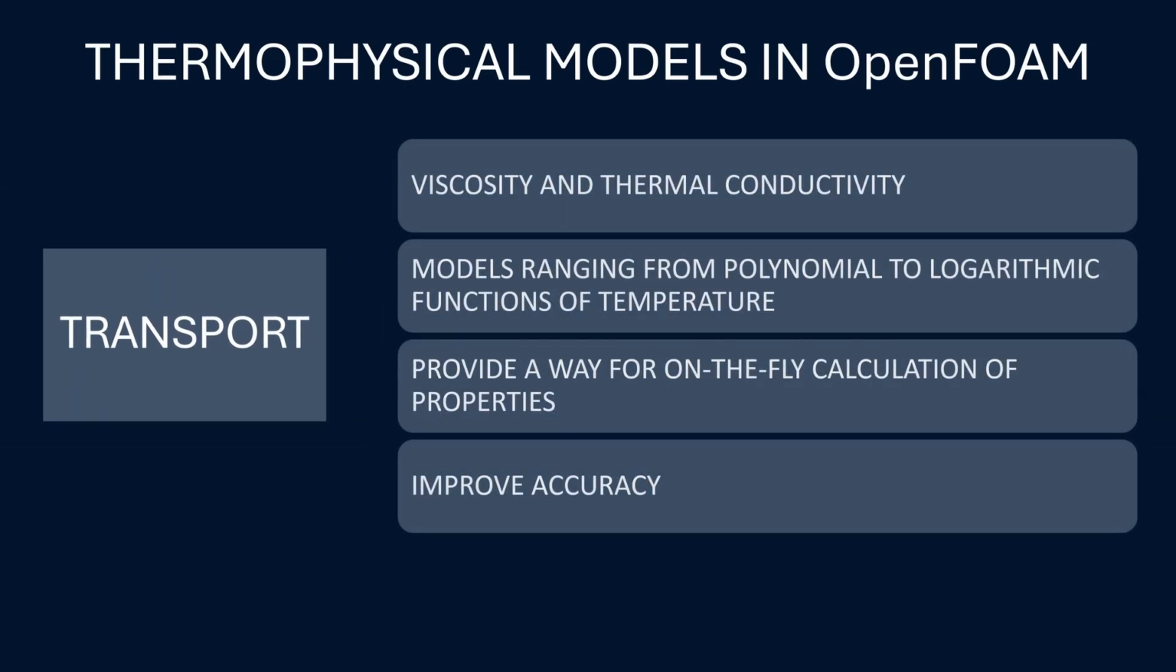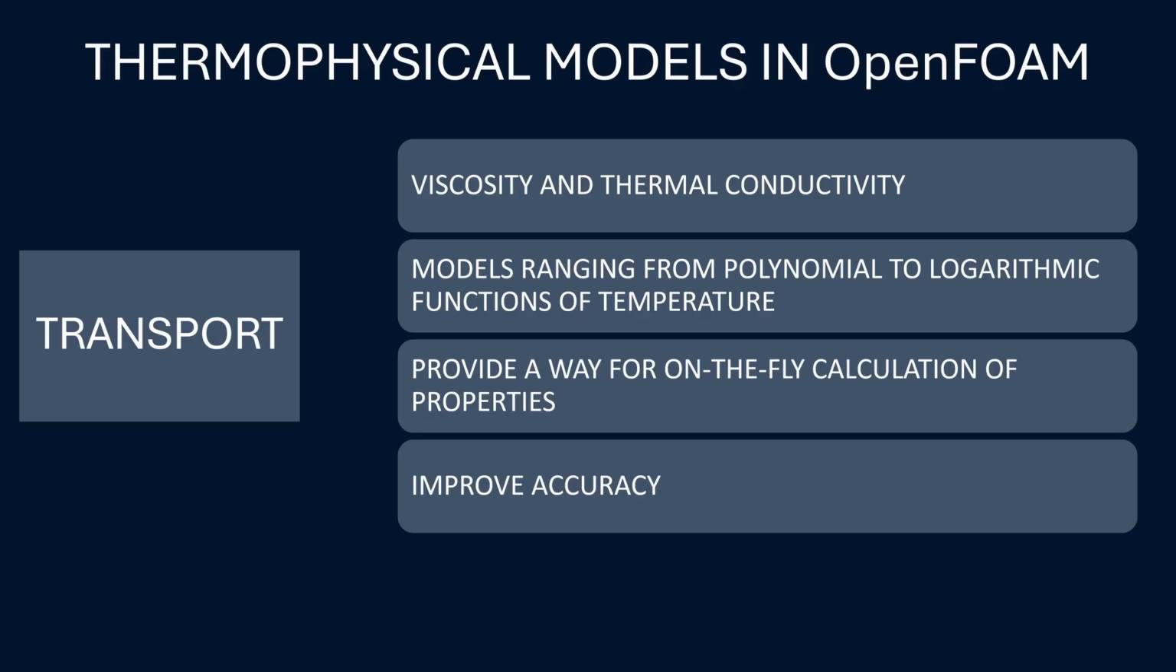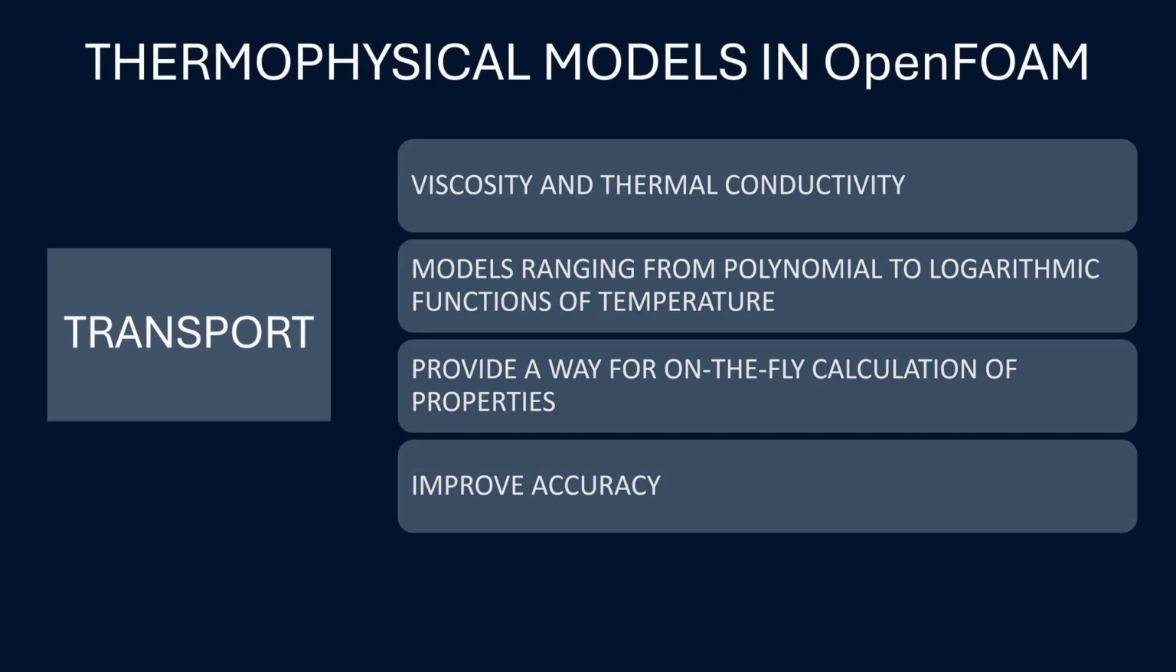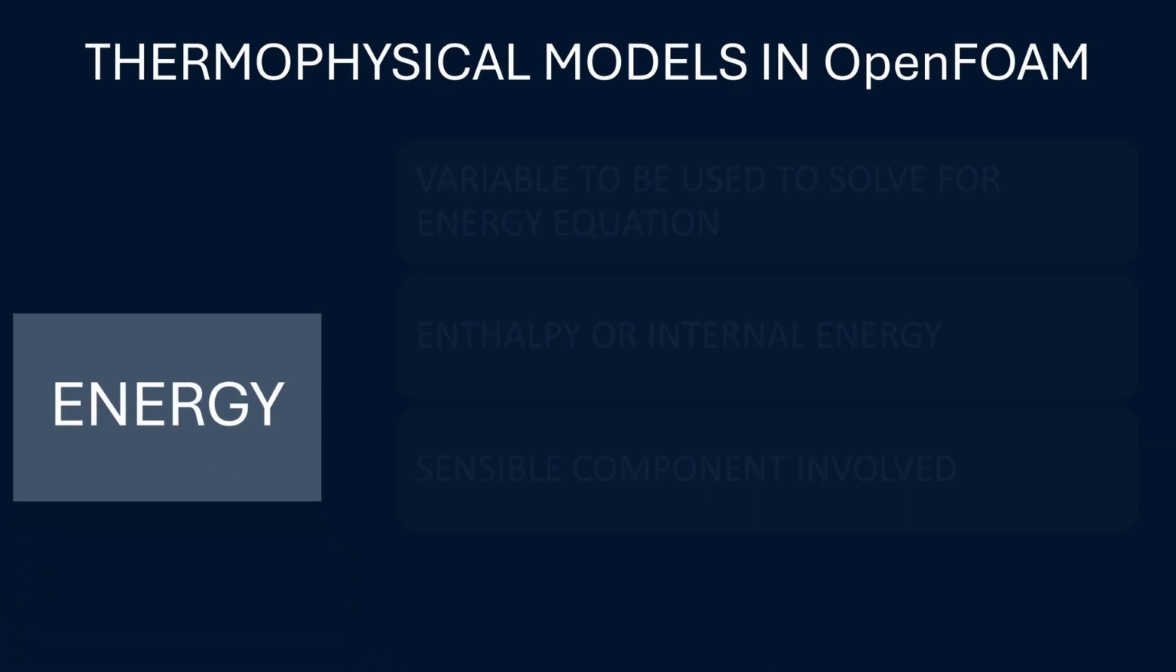Coming to transport now, this is strictly about the relationship of how viscosity and thermal conductivity change with temperature. There are models ranging from Sutherland to polynomial fits to logarithmic polynomials. They also provide a way for on-the-fly calculation of these properties as temperature changes, and it's quite necessary for accurate simulations. Finally, we have energy.